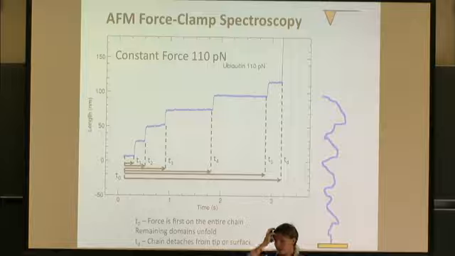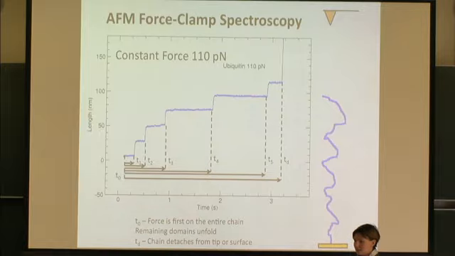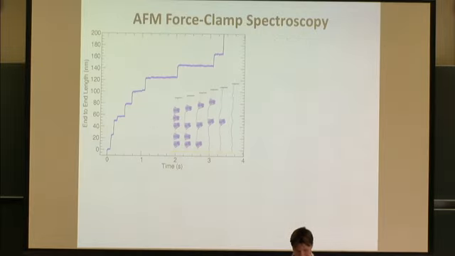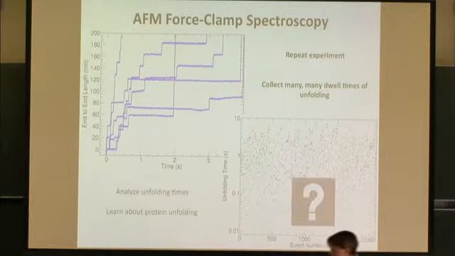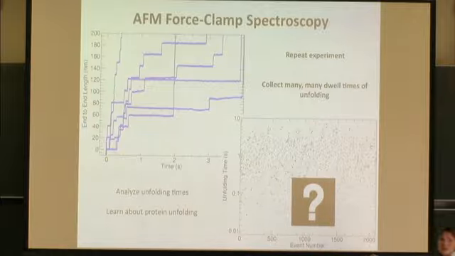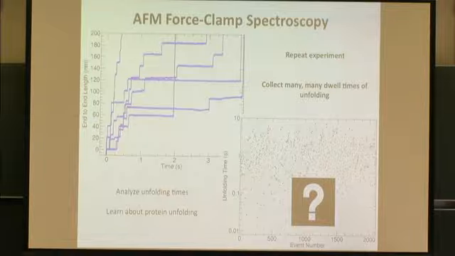In your little cartoon, they all unfolded, then it detaches, but you don't know that. Right, but that's because I'm going to build complexity into my problem. Sometimes this does happen, other times we don't unfold all of them. So there are things we don't know in the experiment for which we need to account. You can repeat the experiment and you see the stochasticity of the process. You have lots and lots of trajectories.